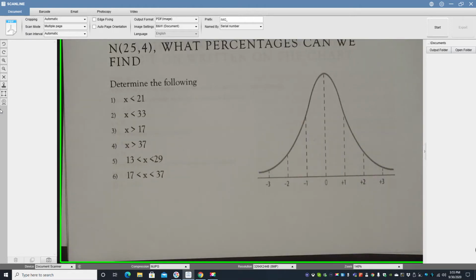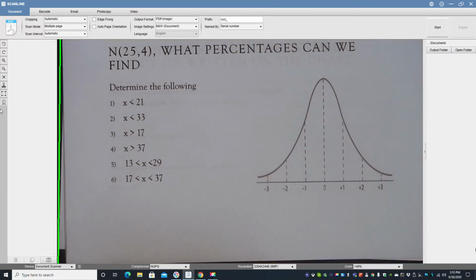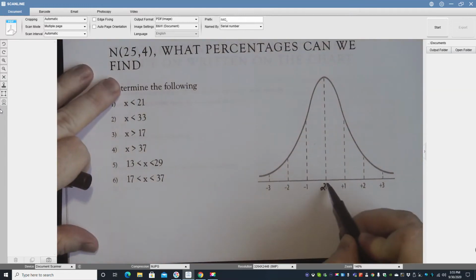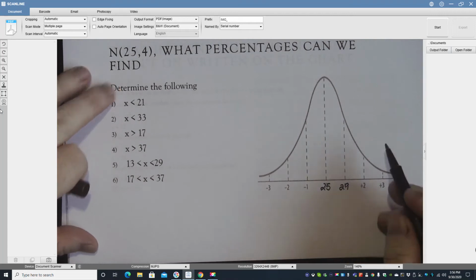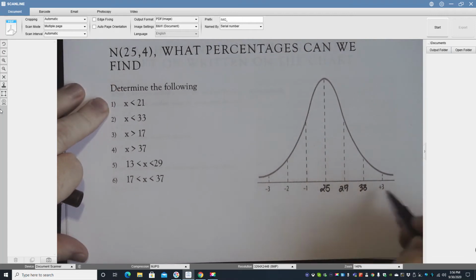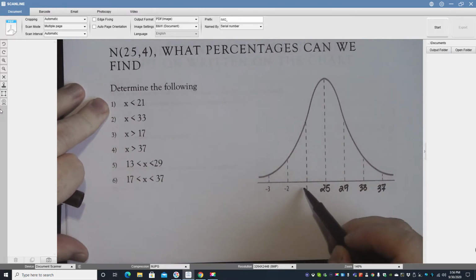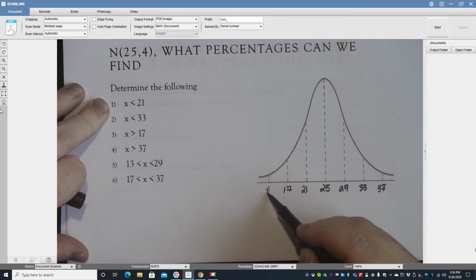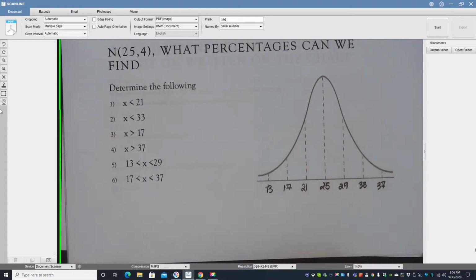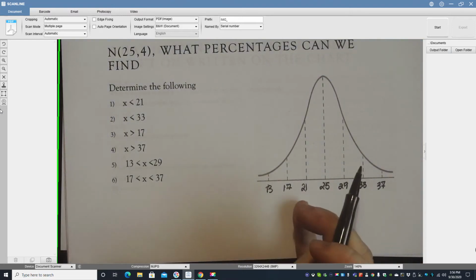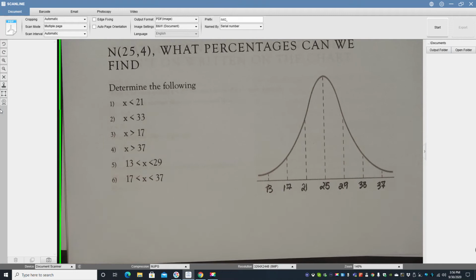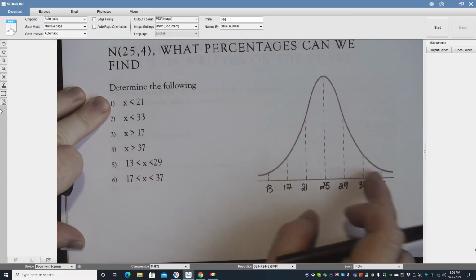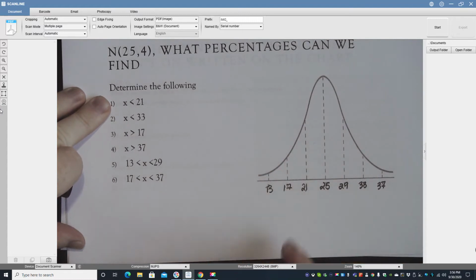So same curve, we're going to rewrite the numbers down here: 25, 29, 33 plus 37, 21, 17, and 13. Okay, so what we're going to do is find the data below 21. In order to do this, I first have to figure out what the percentages are in between all of my little areas here.